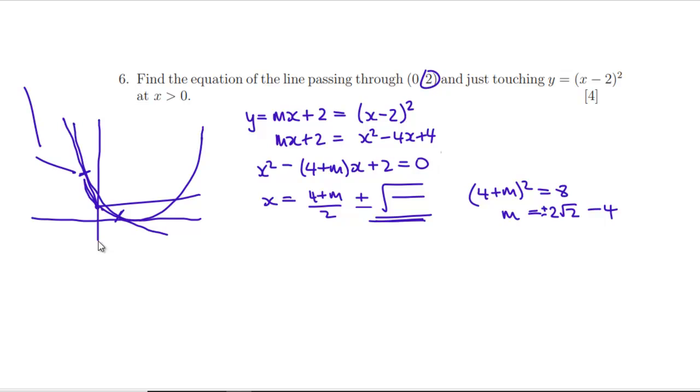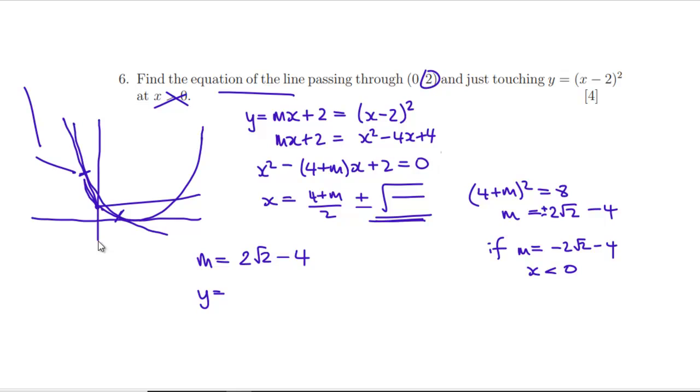We can't have the negative one. If m was equal to minus 2 root 2 minus 4, then we're going to get x less than 0, which is clashing with that. So yeah, we can't have that. So m is going to have to be 2 root 2 minus 4, which leaves us with, we just wanted the straight line, didn't we? So y is equal to (2 root 2 minus 4) times x plus 2.